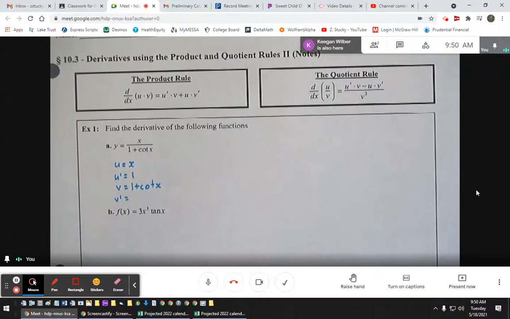Okay, now what type of rule is this? This is what I mean. You've got to keep asking yourself, what type of rule are we talking about? This is what we would call a sum rule. A sum rule means we just derive each piece of this. So I would derive 1. What's the derivative of 1? 0. What's the derivative of cotangent?